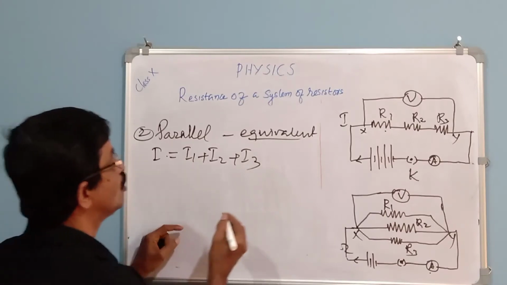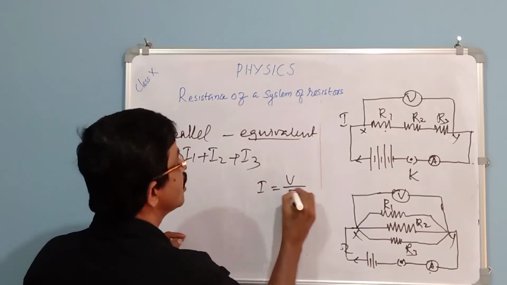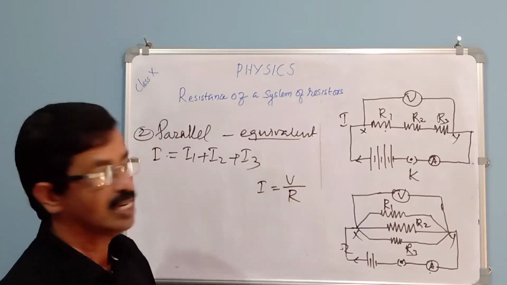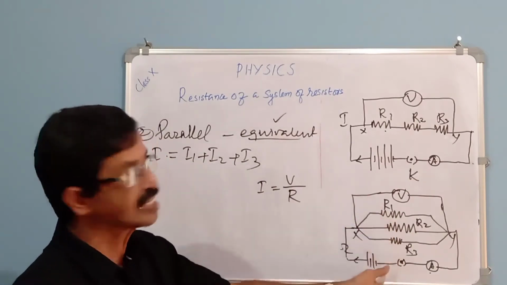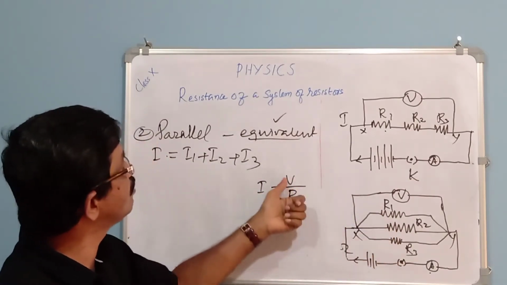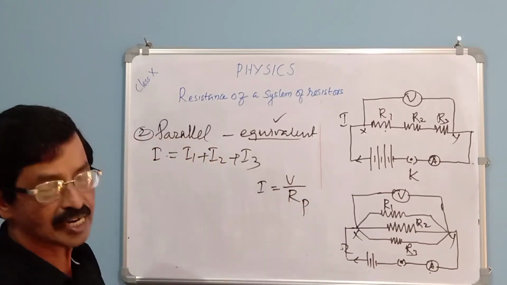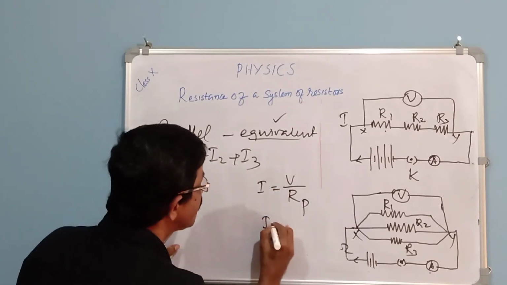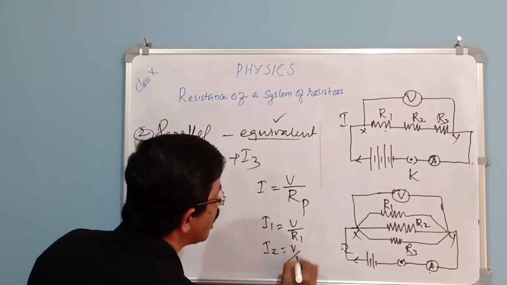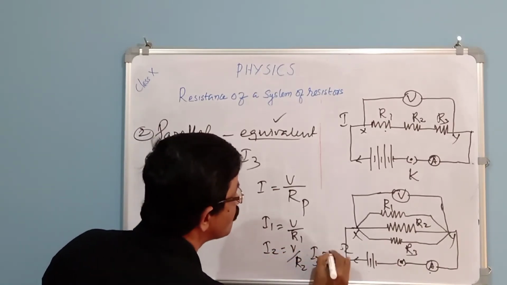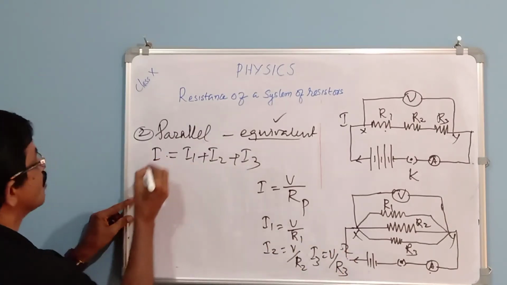Using Ohm's law, we know the current I is equal to V by R. Let R be the equivalent resistance of these three resistors. So I is equal to V by R. We can put P here for parallel connections. Similarly, I1 is equal to V by R1, I2 is equal to V by R2 and I3 is equal to V by R3. Putting these values in this relation, what will we get?